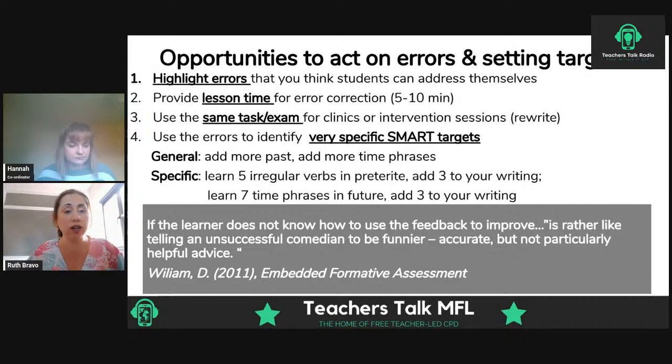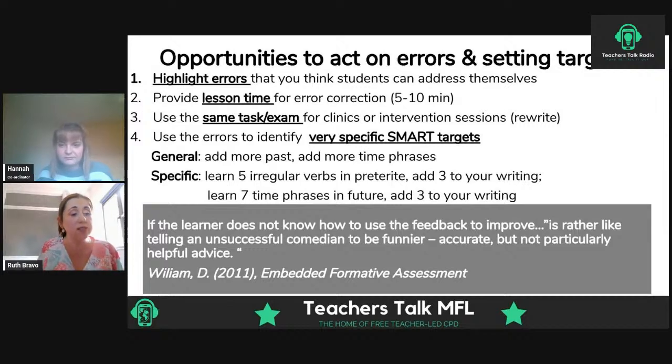So a general target is add more past and add more time phrases. That is helpful to an extent, but if you make it really, really specific and measurable, then you would be more successful. So learn 5 irregular verbs in the prep to write and then add 3 to your writing is a little bit more specific, and learn 7 time phrases in future, but add 3 into your writing. It's just going to create that better context for them.